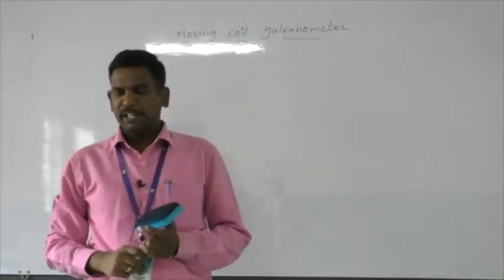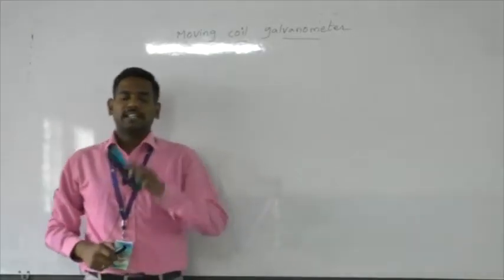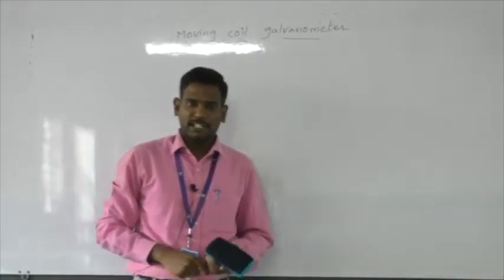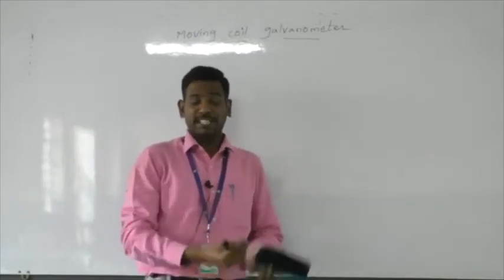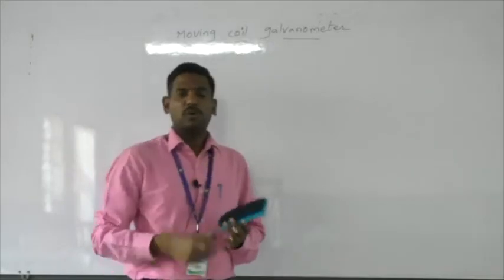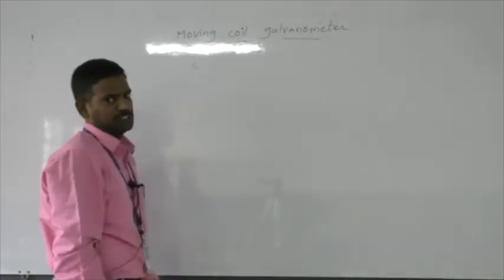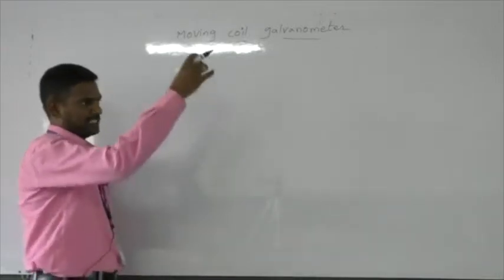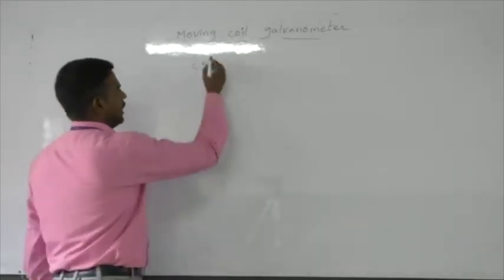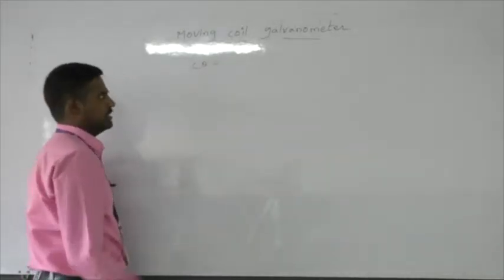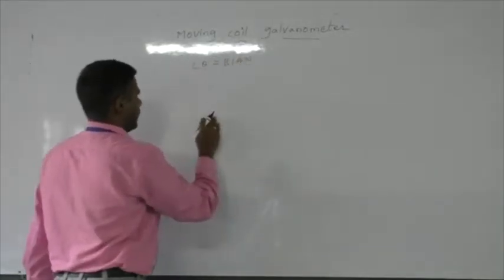What is the main principle of its working? Whenever a current carrying coil is suspended inside a magnetic field, it will experience a torque. Due to this torque, it will have some rotational twist. Let C be the torsional constant of the wire with which we have suspended the loop, and theta be the amount of deflection. Then, according to our known principles, C into theta equals BIAN.